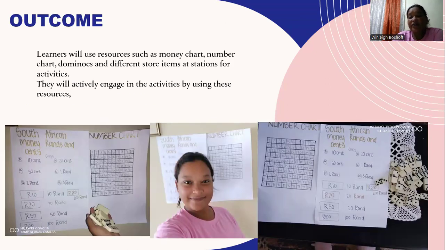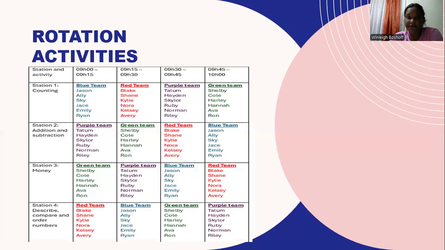The outcome of the four stations, the four activities, is that learners will be able to use resources such as the money chart, number chart, dominoes, and different store items at stations for activities. They will actively engage in the activities by using these resources. This is the table for how the activities will rotate.